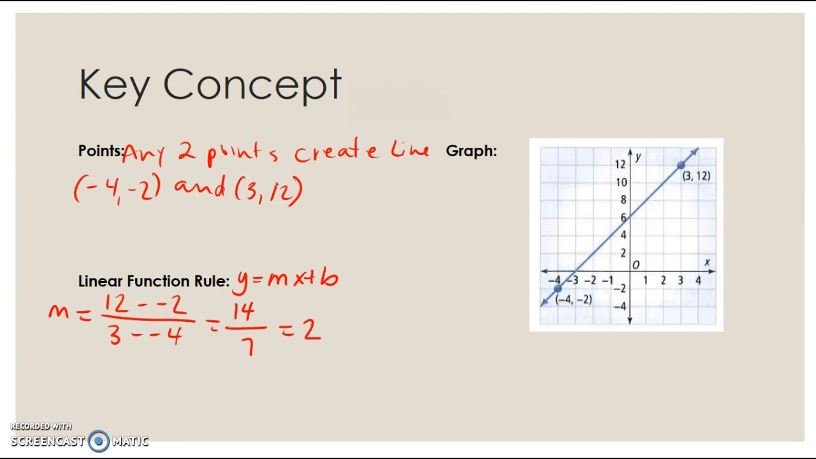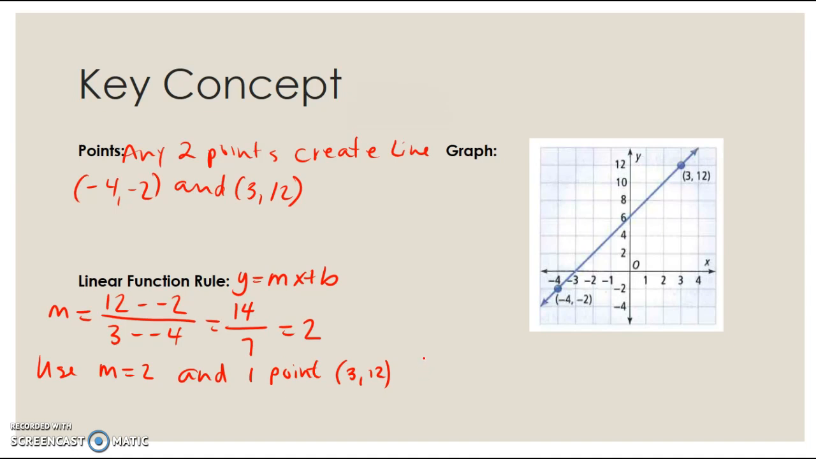The one thing I don't have when I don't have the graph and I just have points is b. So what I'm going to do is use m, the fact that m equals 2, and 1 point. I'm going to choose the point 3, 12 just because they're both positive numbers and I don't have to worry about signs and dropping negatives.